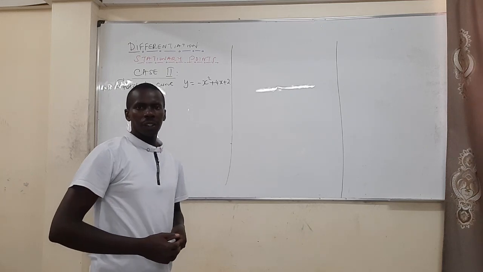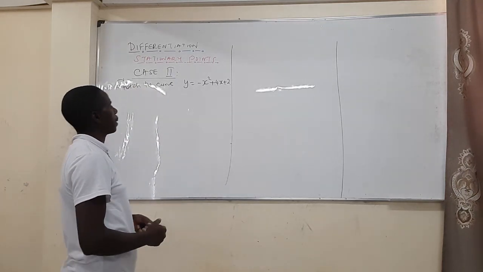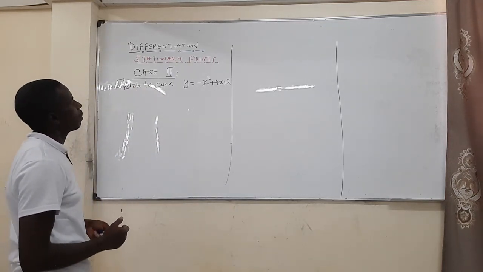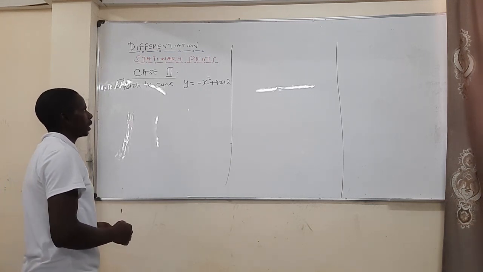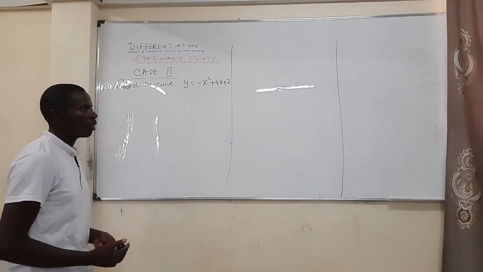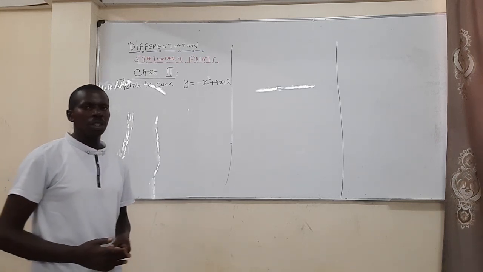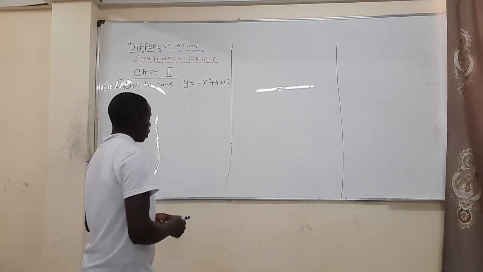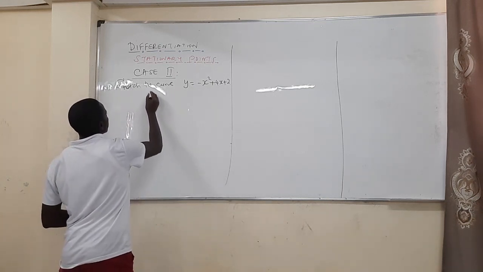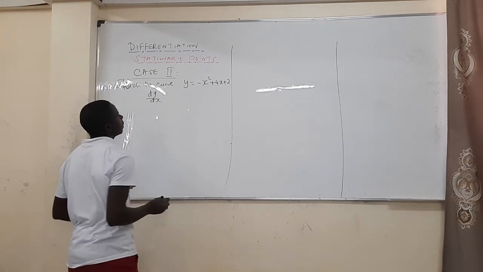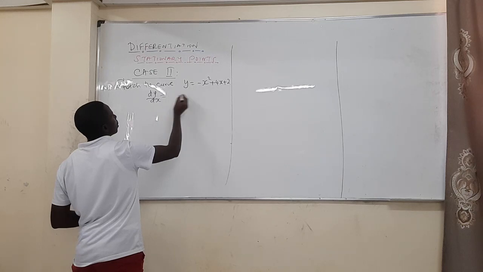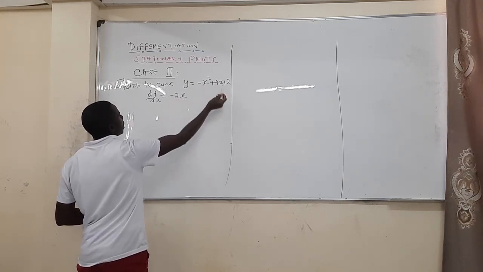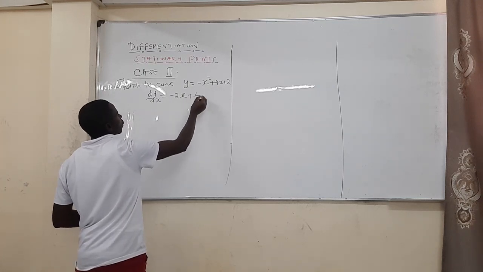So let's look at case number 2. We sketch the curve y equals minus x squared plus 4x plus 2. We want to see the behavior of the stationary point where the gradient is 0. So the first thing to get here is the gradient function. We get the derivative of this function. So this is going to be equal to, getting rid of the power, minus 2x to the power 1, then plus 4.